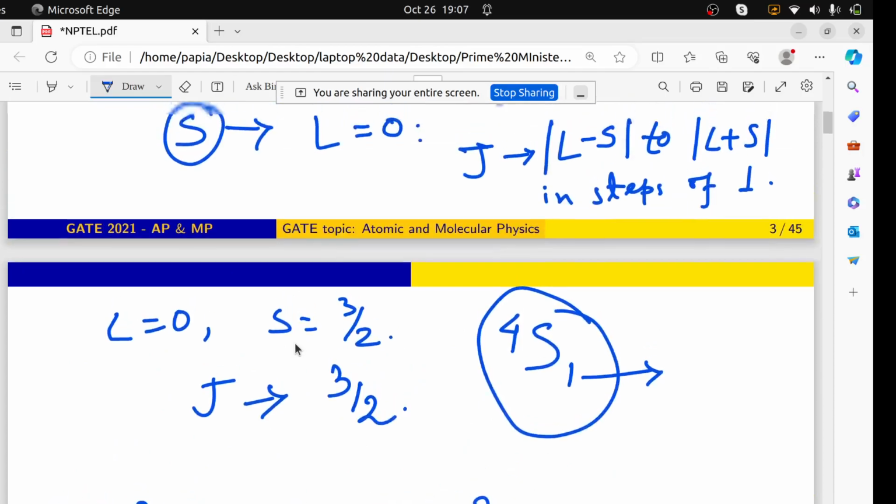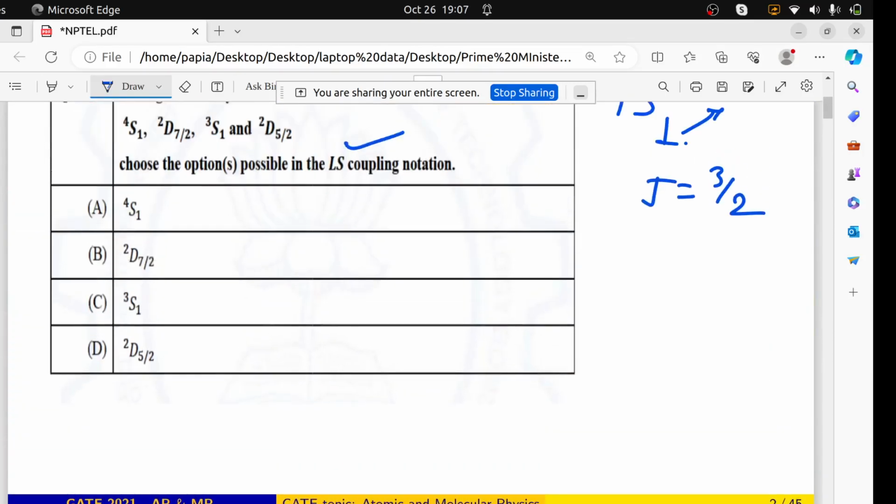Okay. Now coming to the third option, 3S1.